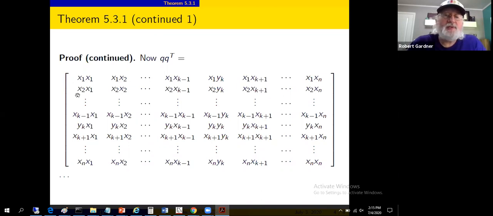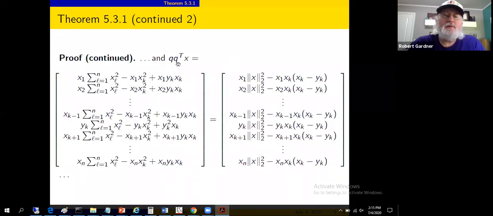Here we'll get x2 times the squares of all the other x's. Here we'll get x sub n times the squares of all the other x's. And we'll have to deal with what we have to deal with when we hit the kth column and the kth row. All right. So if you take Q transpose times X, like I said, you get x1 times the sum of all of the other x's squared, except in the kth component. You get x2 times the sum of the squares of all the other x's, except for in the kth component, and so forth. Got a little explaining to do down here in the kth entry, but other than that, the pattern's the same.